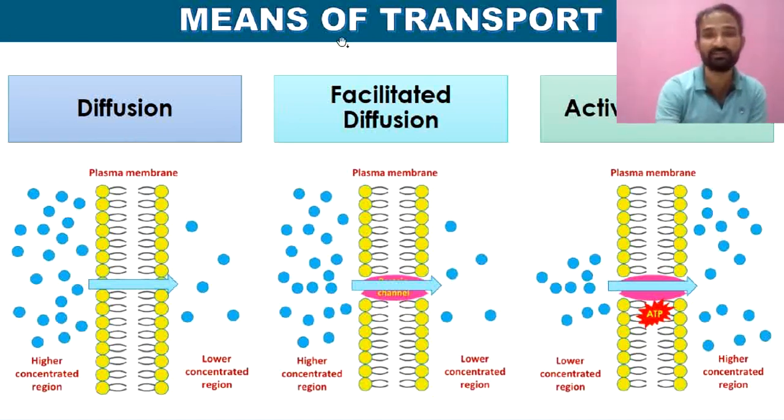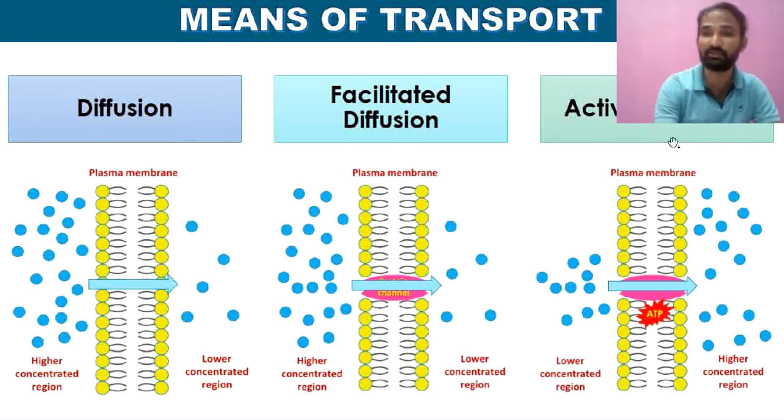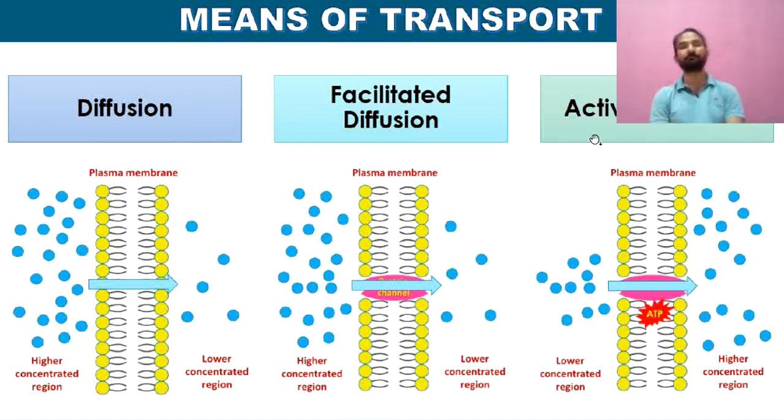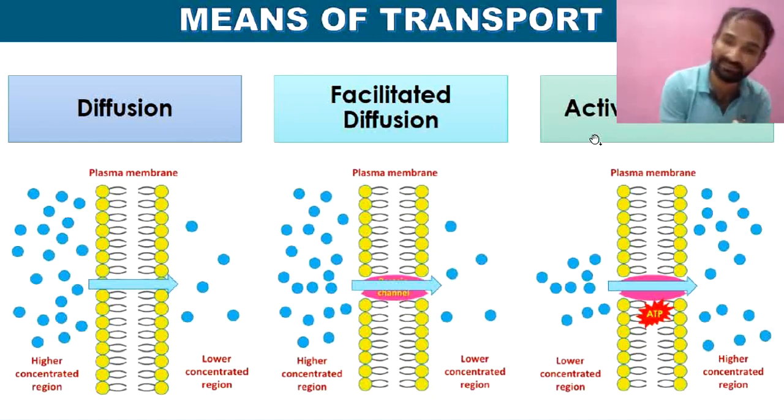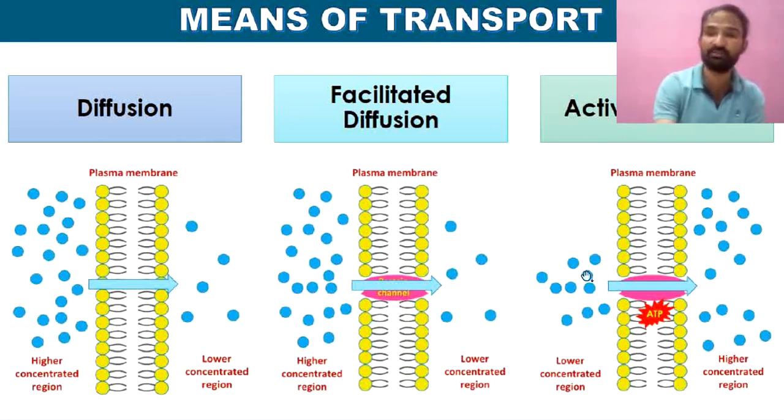Now coming to facilitated diffusion. Here also it is the same: high concentrated molecules move towards the low concentration, but they move through a specific channel. That is called facilitated diffusion. Now coming to active transport. Active transport means the molecules move from the low concentrated region to the high concentrated region. But here it needs energy, that is ATP.